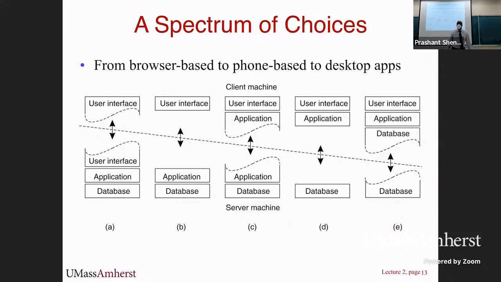Now there are richer forms of these where the entire user interface is actually at the client. So the boundary is such that only the app and the database are at the other end. There are applications that do that as well. As you progress to the right, in the middle you have the user interface and the application at the client. Some part of the application is at the server, and the database is also at the server.